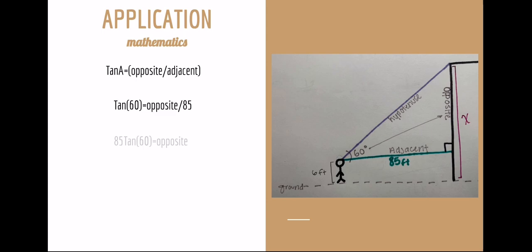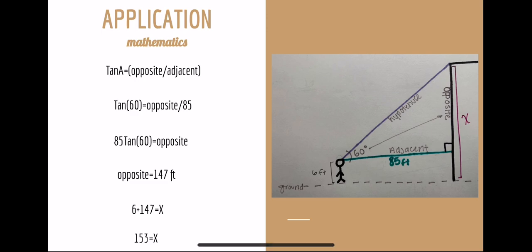Now we are not done because this is not where the ground is. We need to account for his height. As stated in our model, he is 6 feet tall, so we will add 6 to 147. This gives us 153 feet is equal to x.